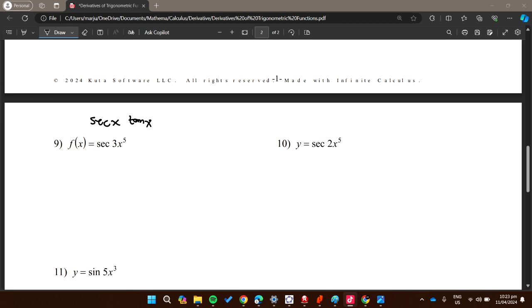So, again, please do apply the chain rule. Get the derivative of the function f of x is equal to secant 3x to the 5th power. Yes, itself tangent. Sige daw. Ano yung sagot natin for this? So, gamit tayo ng chain rule again. Chain rule.